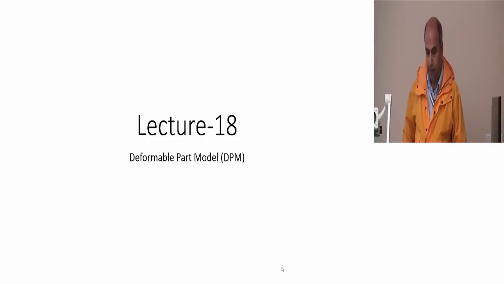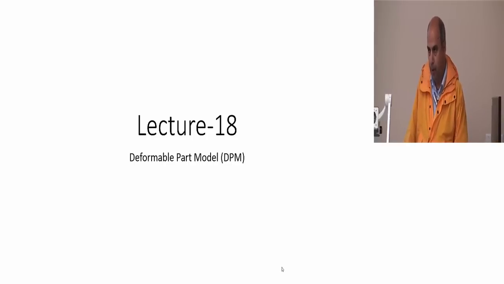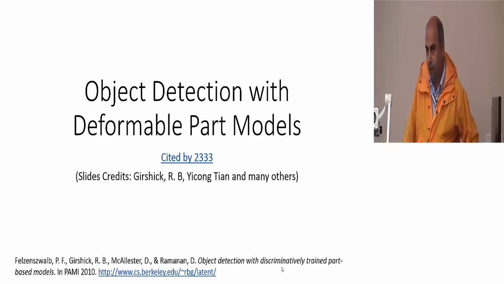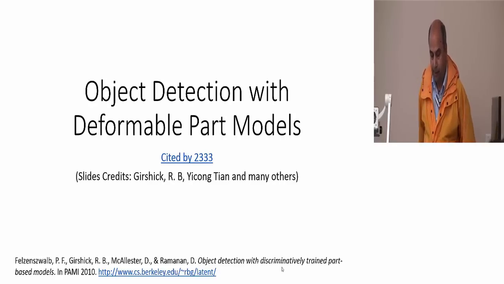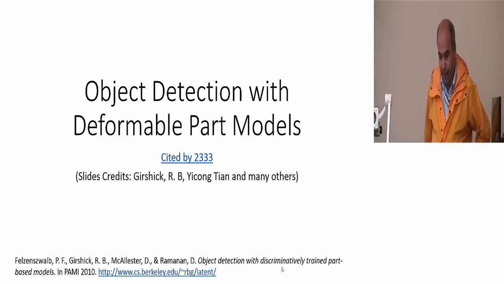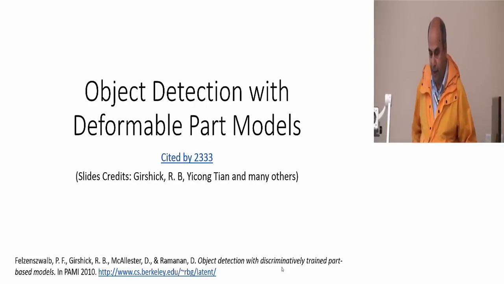Today we are going to talk about what is called the deformable part model, and this is one of the methods which has become very popular, and lots of people are using it. The original paper, the journal version of that, appeared in PAMI 2010, and it has been cited more than 2,000 times, and it's a pretty comprehensive paper. It's about a 20-page PAMI paper, and they have a nice website here you can visit.